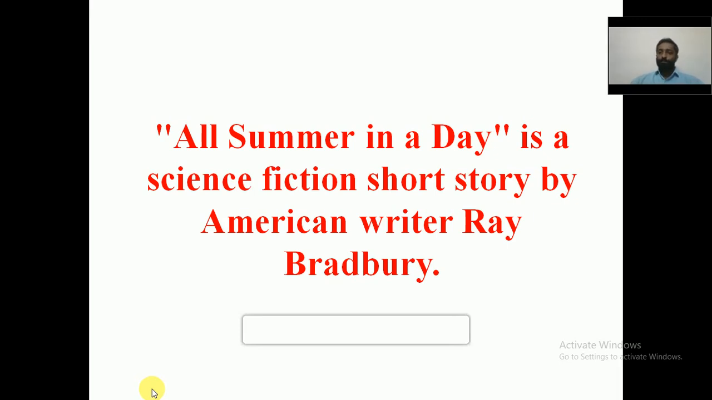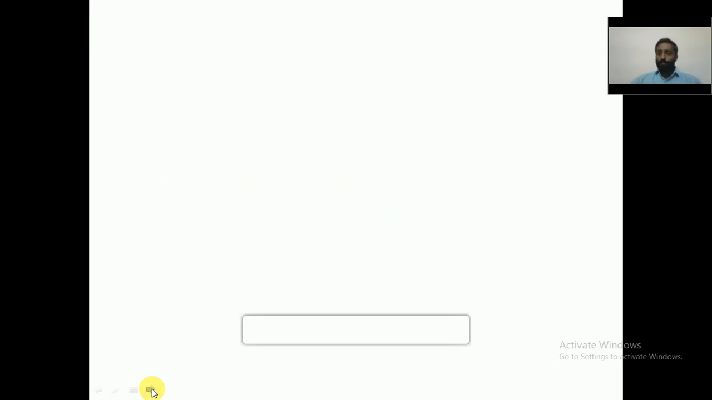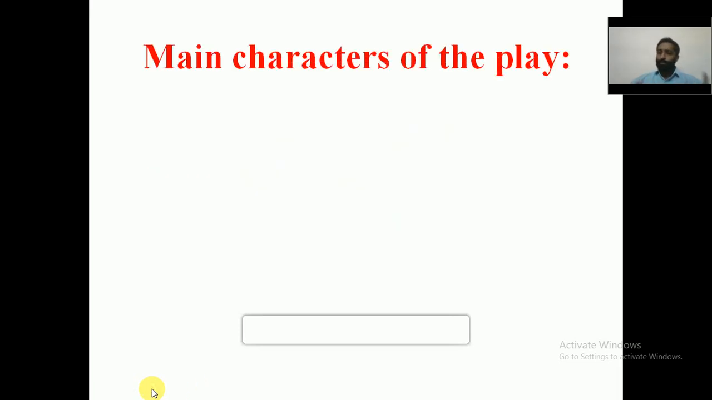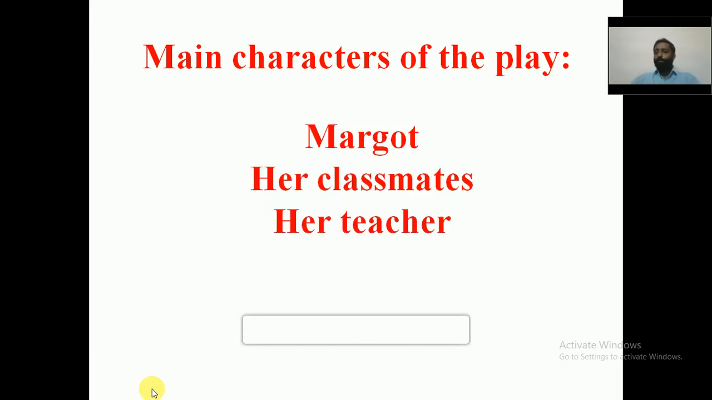So in today's class, I will give you a summary of this particular short story. Today I will not go through the complete textbook. I will give you a summary, and once that is over, we will go through the text paragraph by paragraph. So what are the main characters of this particular story? There are three important characters: Margaret, the most important character of this story, her classmates, and her teacher. These are the three main characters who will appear in this story.